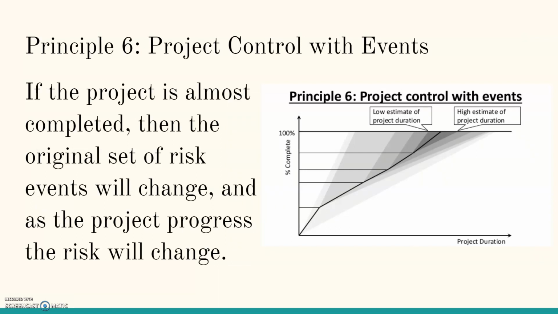And then principle 6, project control with events. If the project is almost complete, then the original set of events will change. And as the project progresses, the risk will change. So it kind of shows the more you go into the project, the events, the risks, and the opportunities will change throughout.